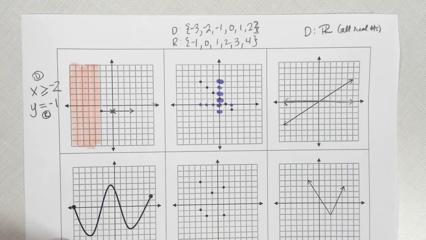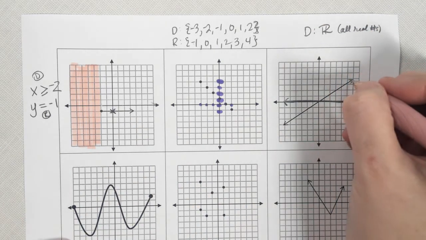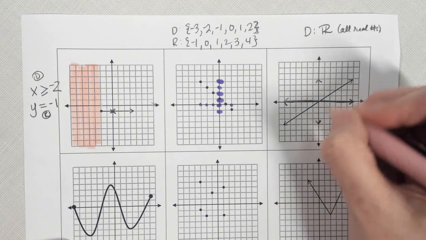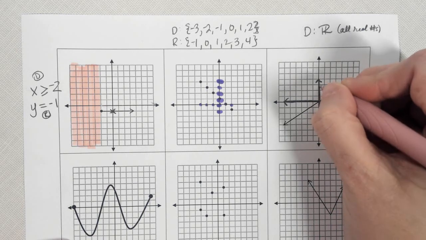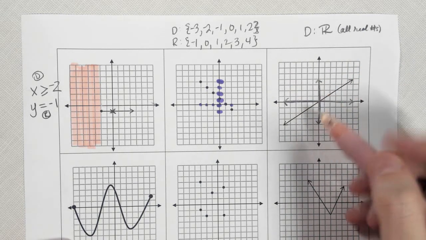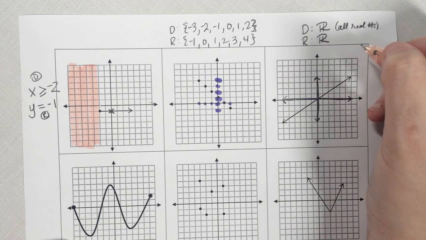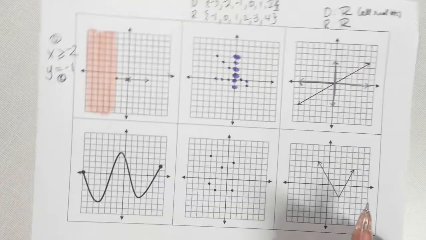Okay? Now, if I do the same thing and I smoosh up onto the y to find my range, I kind of have the same thing working here, look. Because I just have a line going in both directions. That means my range is also fancy R, all real numbers. Okay? Let's look at this one here.